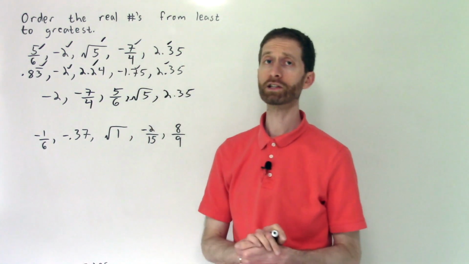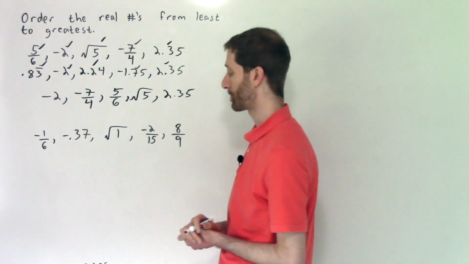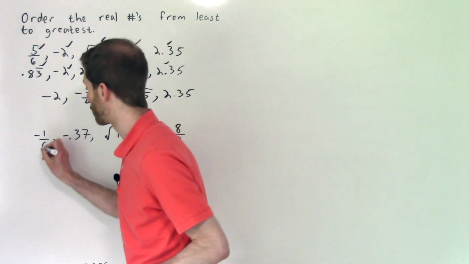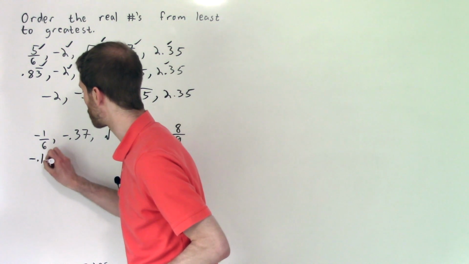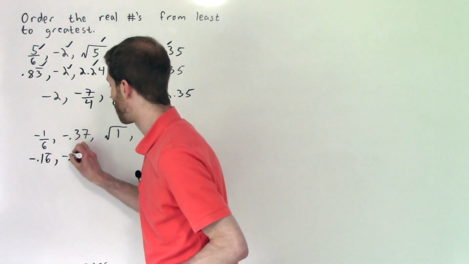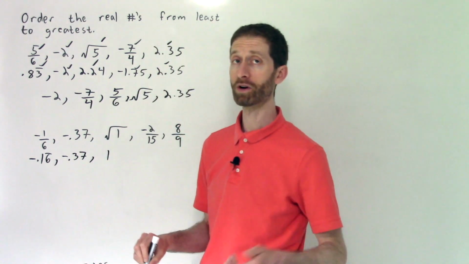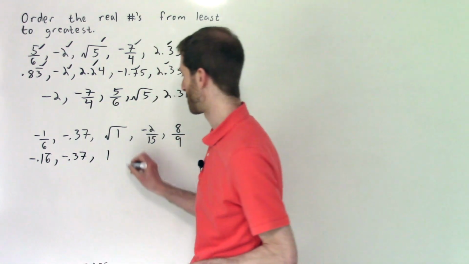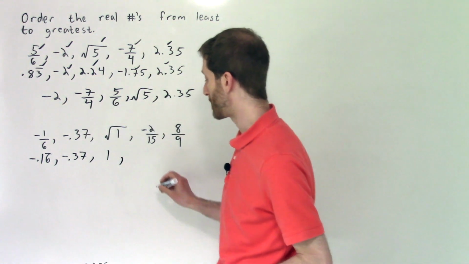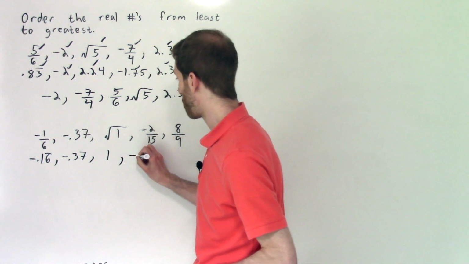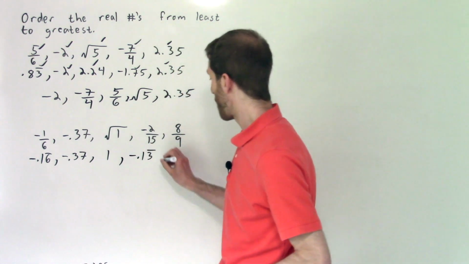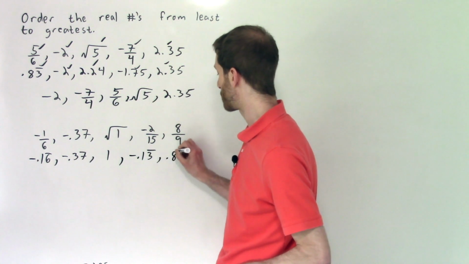All right, we'll go through the next example a little quicker. I just included 2 examples here. And again, we'll write out the decimal equivalents. This is negative 0.16 repeating. This is negative 0.37. The square root of 1 is, well, 1. Any number, well, 1 times itself is going to give me 1. Negative 2 over 15 is, let's see, negative 0.13 repeating. And then 8 divided by 9 is 0.8 repeating.